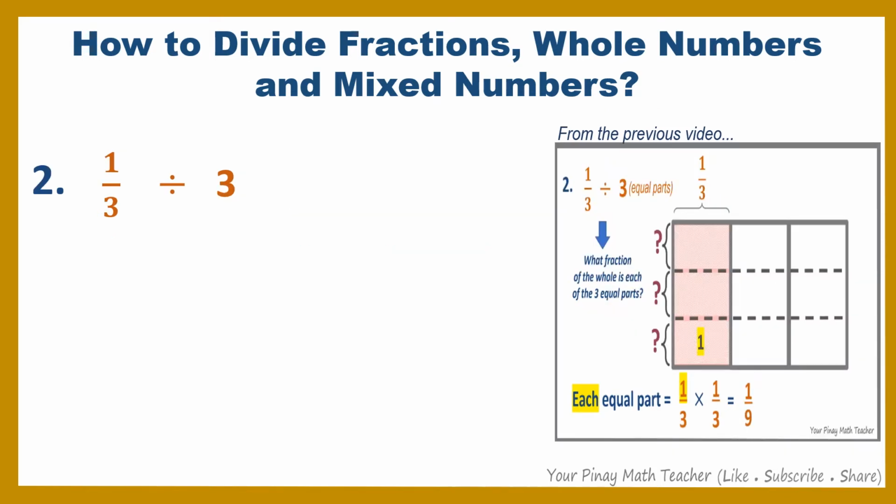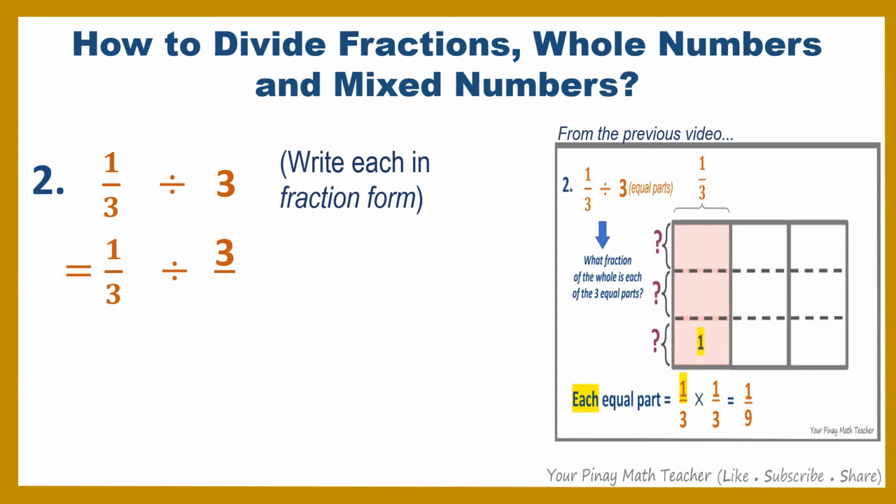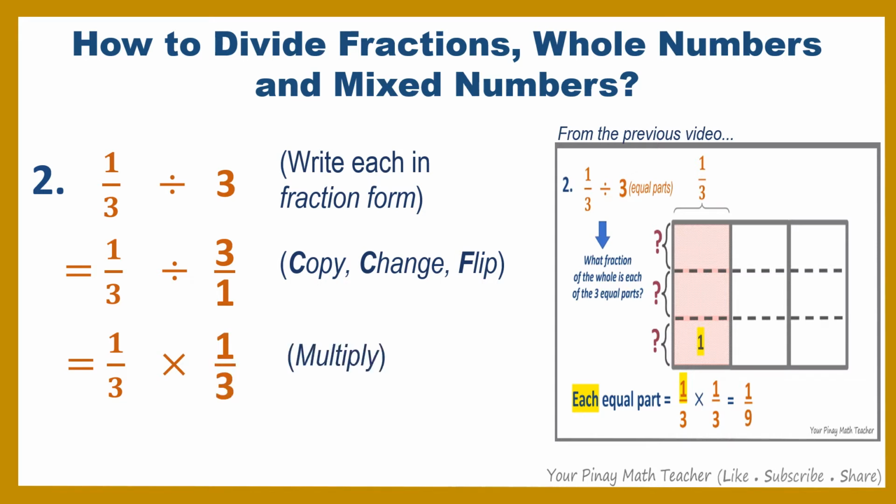Number 2. 1/3 divided by 3. Again, change each into a fraction form. So we have 1/3 divided by 3/1. Then do the 3 steps: copy, change, flip. Copy 1/3, then times, and flip 3/1 to 1/3. Then you multiply, and again 1/3 is called the reciprocal of 3/1 or 3.